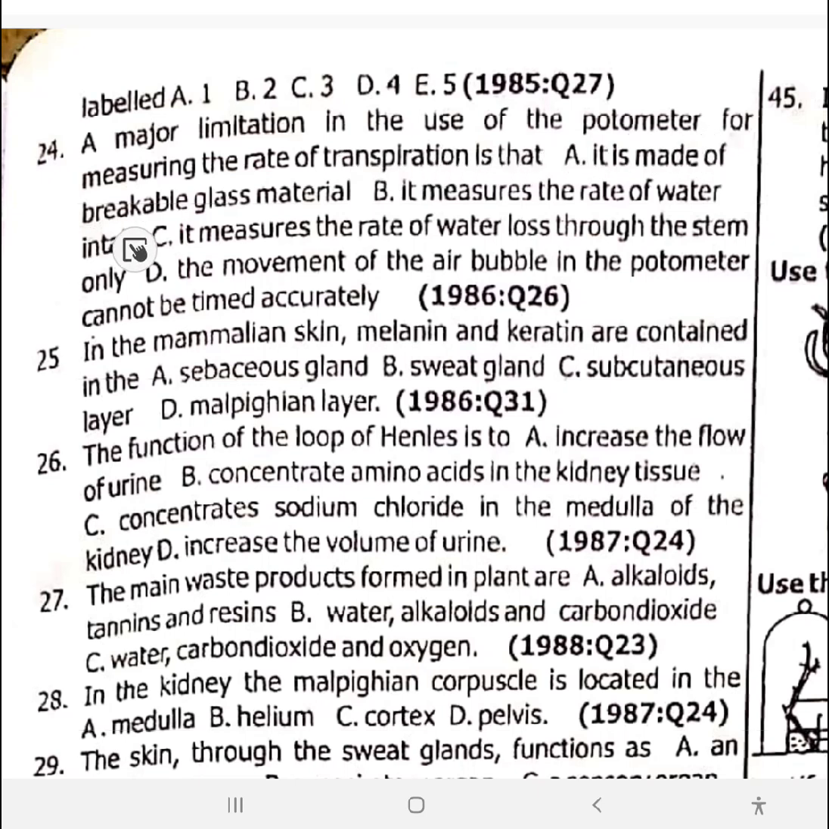The major limitation of the use of a potometer for measuring the rate of transpiration is that... 24 is option D. The movement of the air bubble in the potometer cannot be timed accurately. 24 is D. 25. In the mammalian skin, melanin and keratin are contained in the Malpighian layer.